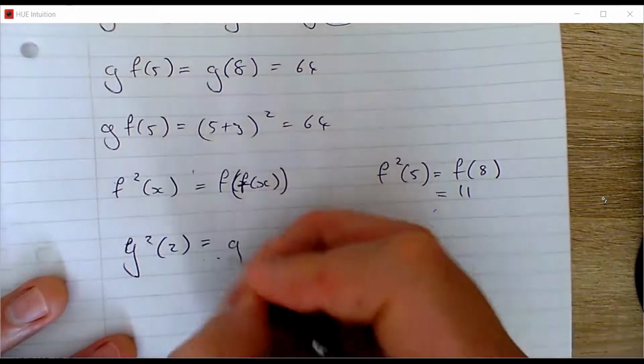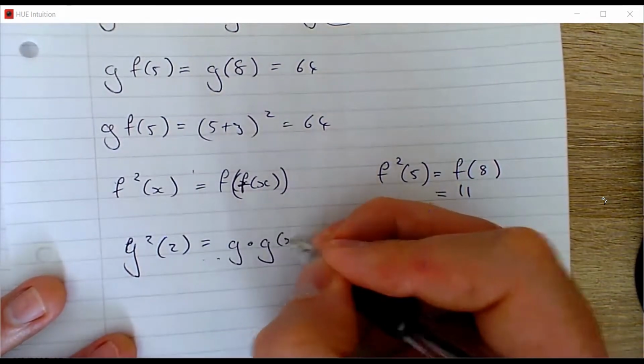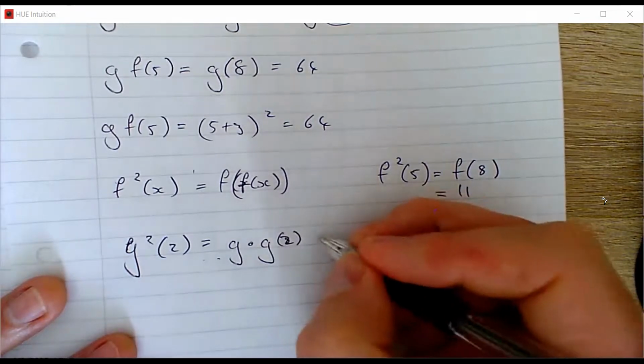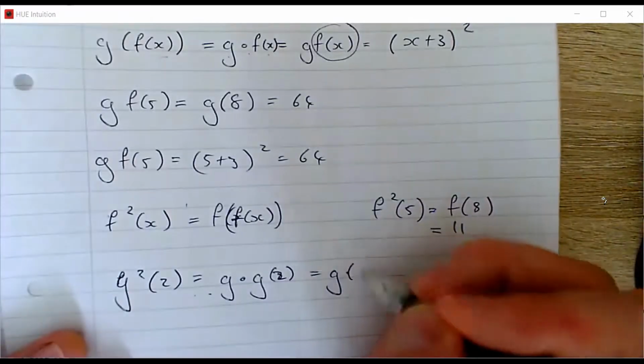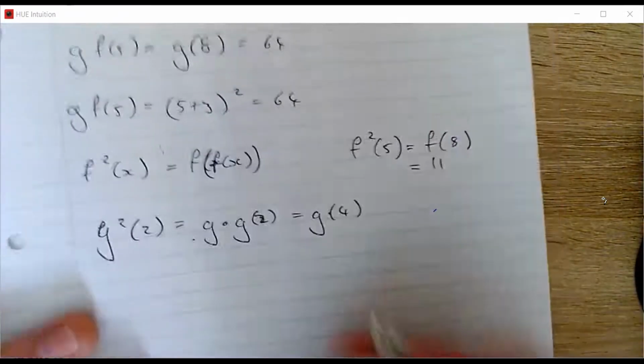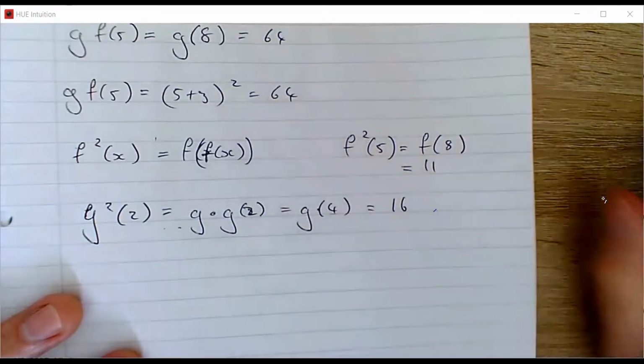Okay, hopefully you've said that's g after g of 2, which is g of 2 squared, which is g of 4. So g evaluated at the point 4, and 4 squared then is 16.